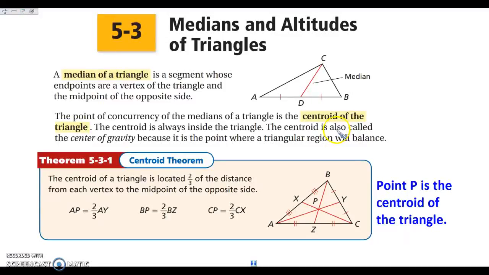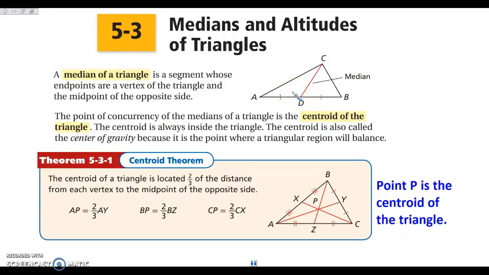Hey everybody, today we are looking at Chapter 5, Section 3, which is medians and altitudes of triangles. First thing we need to know is what a median is. A median is a segment whose endpoints are a vertex of the triangle, which is right here at point C, and the midpoint of the opposite side, which is over here at point D. So it's vertex to midpoint that is going to be our medians.